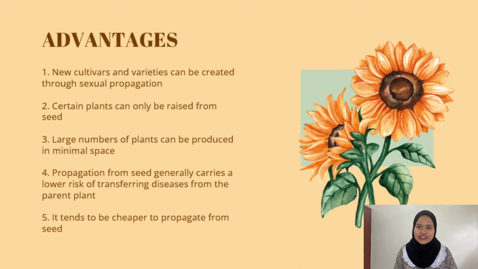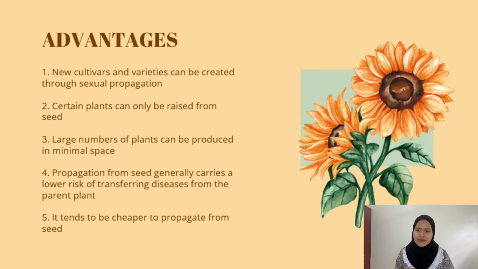There are many advantages that can be gained when doing this method. Among them are, firstly, new cultivars and varieties can be created through sexual propagation. It means that new types of trees will be produced through this method. Second, certain plants can only be raised from seed. It means that there are trees that can grow through the sexual propagation method only. They cannot use asexual methods such as grafting, budding, and so on.